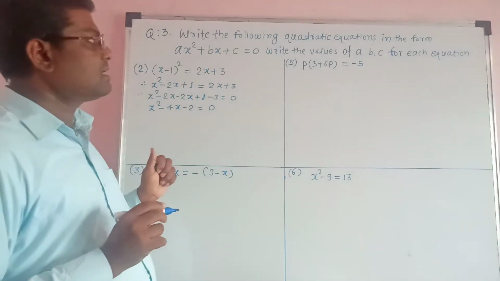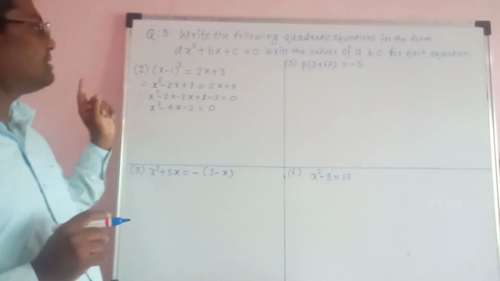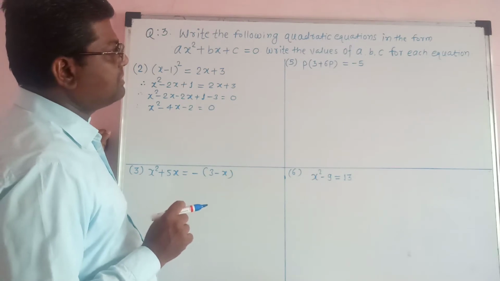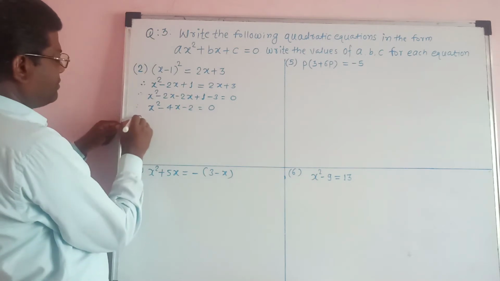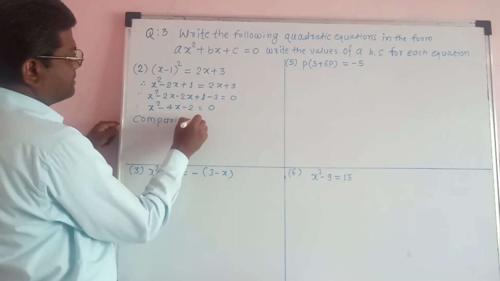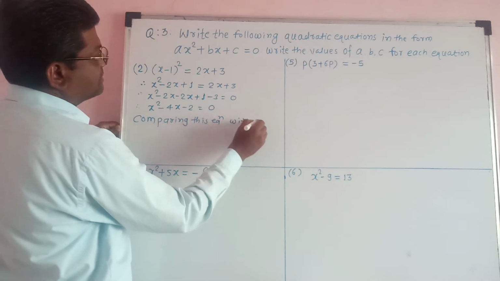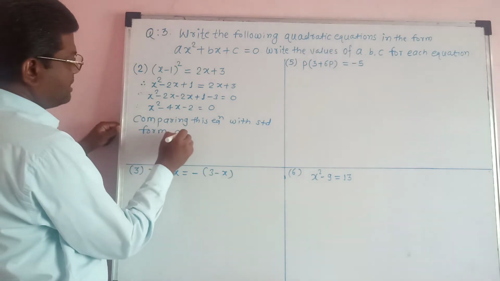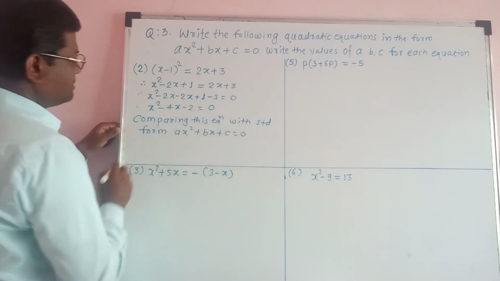This is quadratic equation in its standard form ax square plus bx plus c is equal to 0. To find the values of a, b and c, compare this equation with its standard form. So we write, comparing this equation with standard form ax square plus bx plus c is equal to 0.